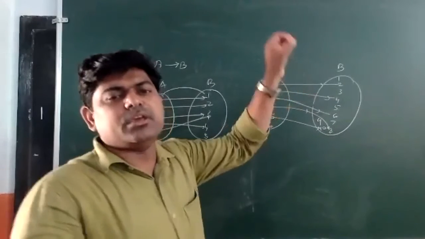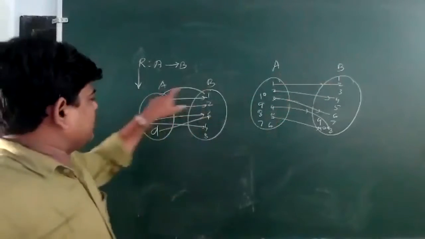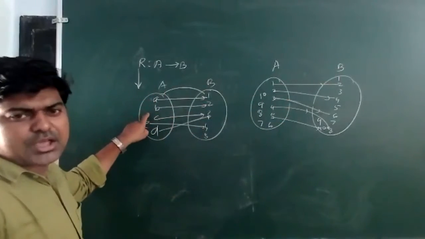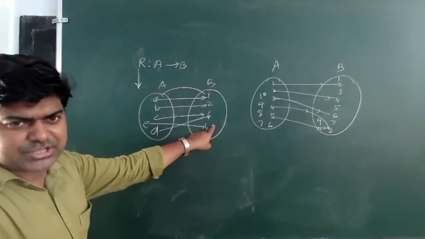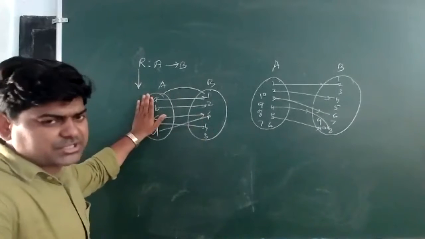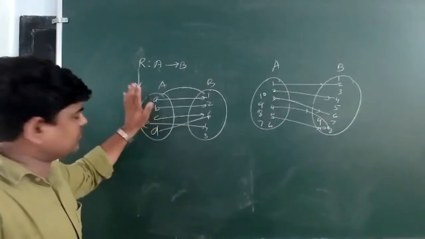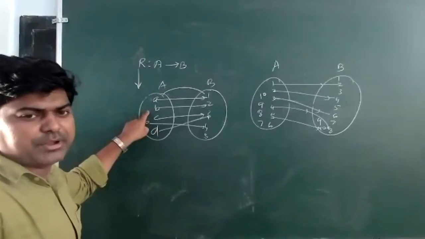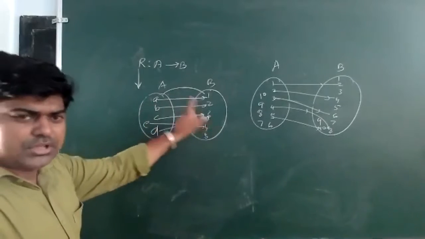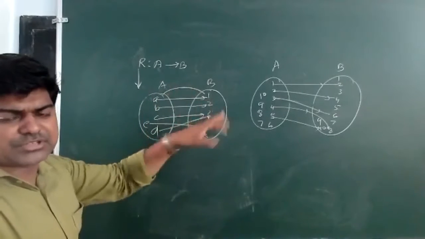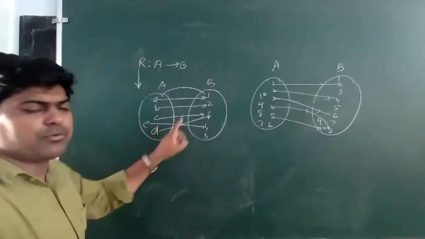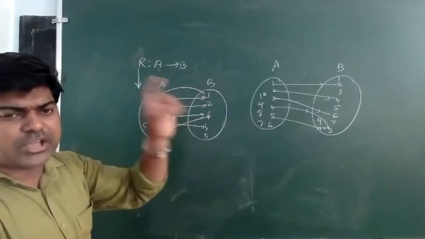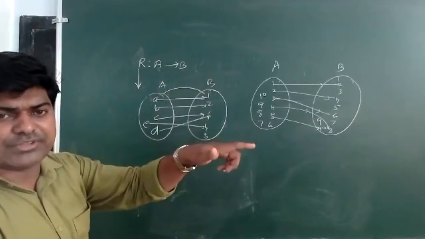A relation will be called a function if every element of A has a unique image in B. The word uniqueness is there. I said every, which means we should not have any element which has no image. Each and every element should have an image. That is the first condition. Second condition, unique image. One element should have only one image. One element can't have more than one image.